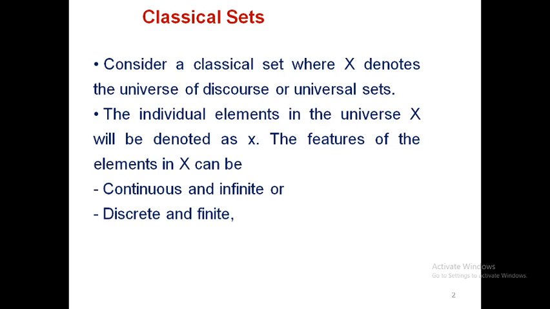So the features of the elements in that universe of discourse may be continuous, infinite, meaning there may be continuous numbers, and then you can have infinite numbers. If it is discrete and finite, there may be 1, 5, 10. Below 10 numbers belong to one set. From 10 to 20 belongs to one set. Likewise, you can give finite or discrete numbers, even 1.1, 1.2, likewise also. So all these individual numbers can be anything.